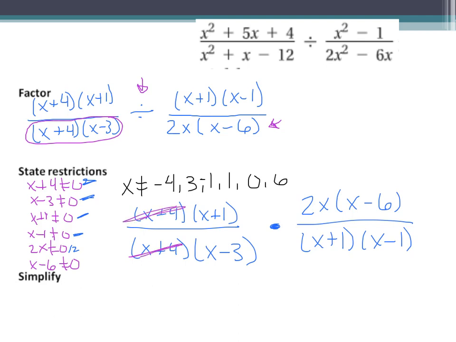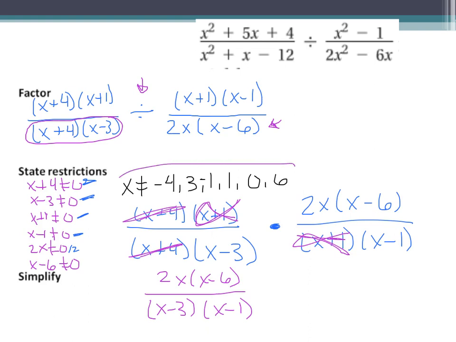Here's an x plus 4. Here's an x plus 1, there's an x plus 1. And nothing else is the same. So then I would have 2x times x minus 6 on top over x minus 3 times x minus 1. So again, you need your restrictions here, and you need your simplified fraction.